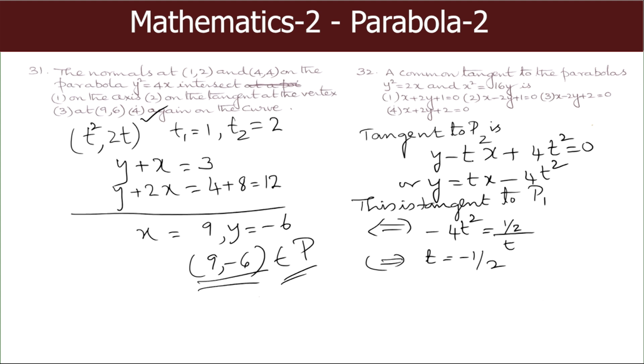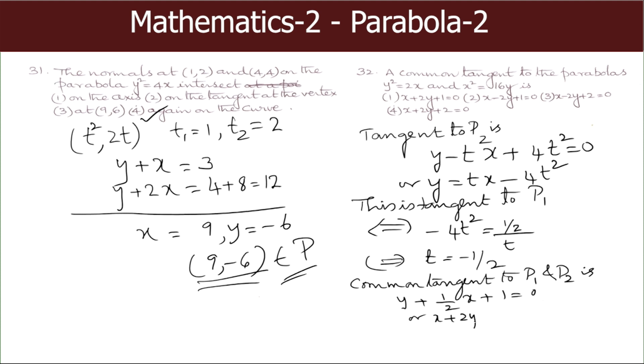So, when you replace t by minus half, the common tangent to parabolas 1 and 2 is y plus half x plus 4t square plus 1 equal to 0, or x plus 2y plus 2 equal to 0. So, that is the final answer.